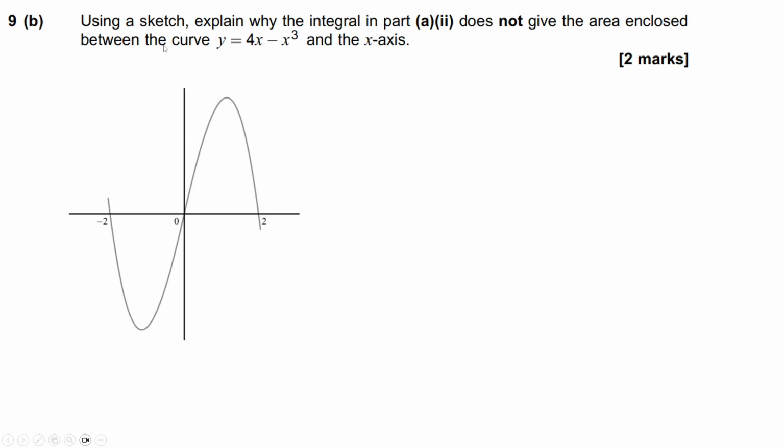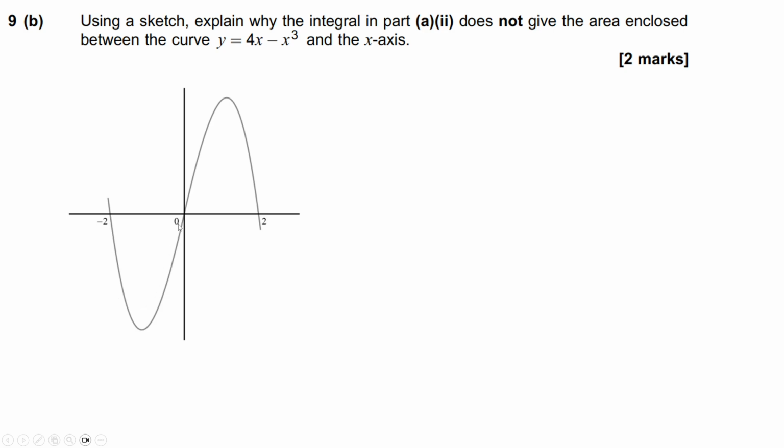Using a sketch, explain why the integral does not give the area enclosed between the curve and the x-axis. I've just copied this from the mark scheme. The reason why it looks like this, I'm hoping you can tell, is because this part under the x-axis will give a negative result, and then this part above it will give a positive result. And these have cancelled each other out perfectly.